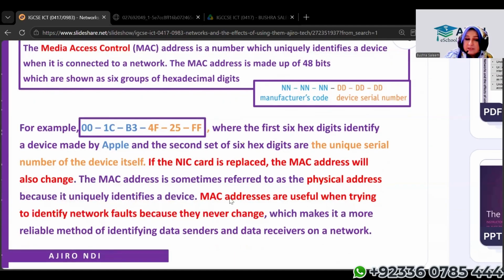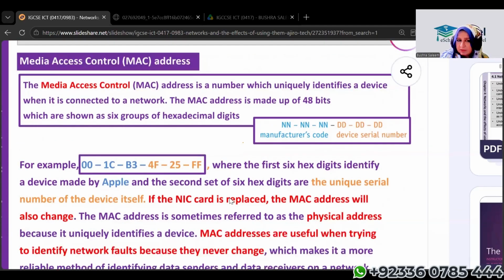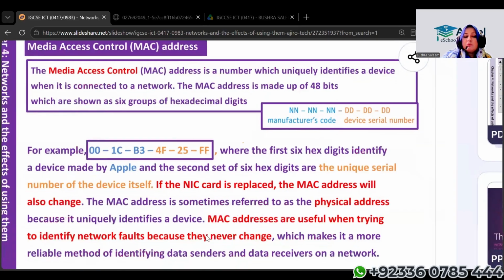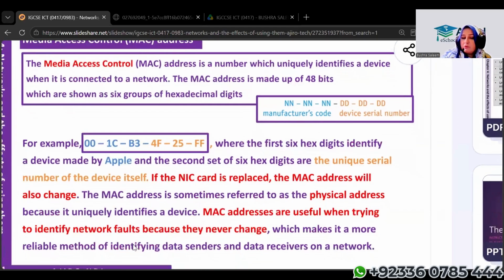Like I told you before, if the NIC card of the machine is changed, then the MAC address will change. Otherwise, it remains the same throughout the network. Why do we use it? It is useful when you want to identify a network fault. Because it never changes, we can find out in which machine the error is coming from, and we can troubleshoot that.